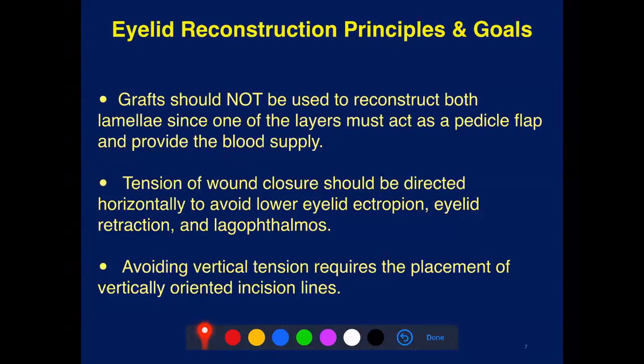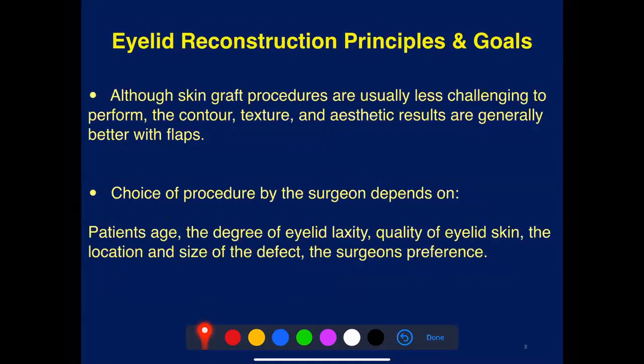Tension, and I think all of you know this, you need to close any eyelid defect, whether it's traumatic or post-resection, horizontally, because you want to avoid any eyelid malposition. And to avoid vertical tension, I didn't put the relaxed skin tension line, but this is more for fellows. You need to avoid vertical tension so it will not cause lid malposition. If it's possible to construct a flap, it's better because it looks much better than a skin graft.